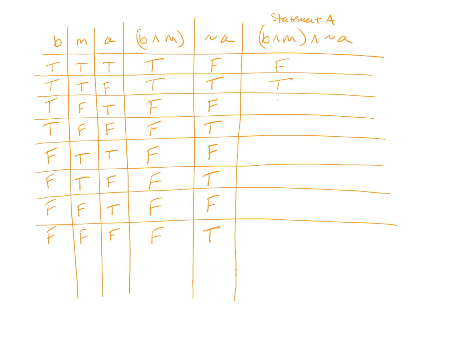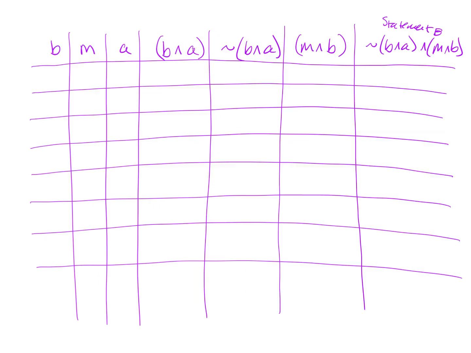False, false is false. False, true, false. False, false. False, true. False, false. False, true. Okay, so I only have one true in here, this one right here. So this is the truth table for statement A. I'm going to do the truth table for statement B on the next slide.